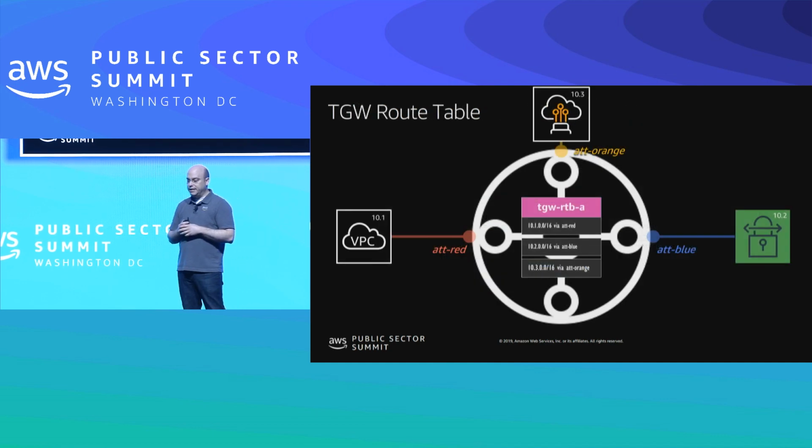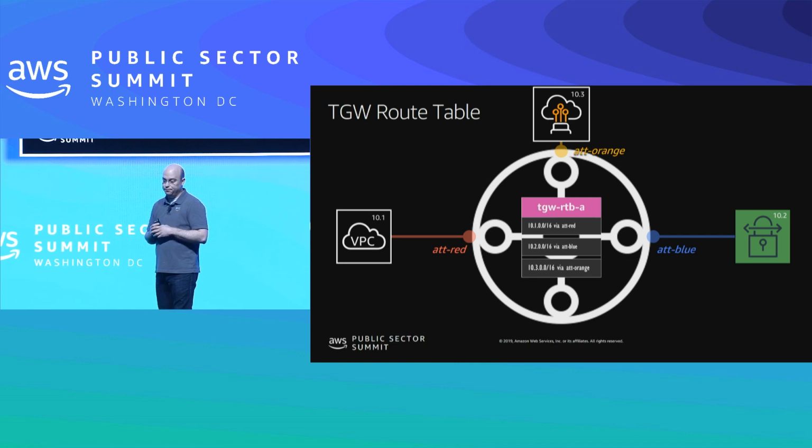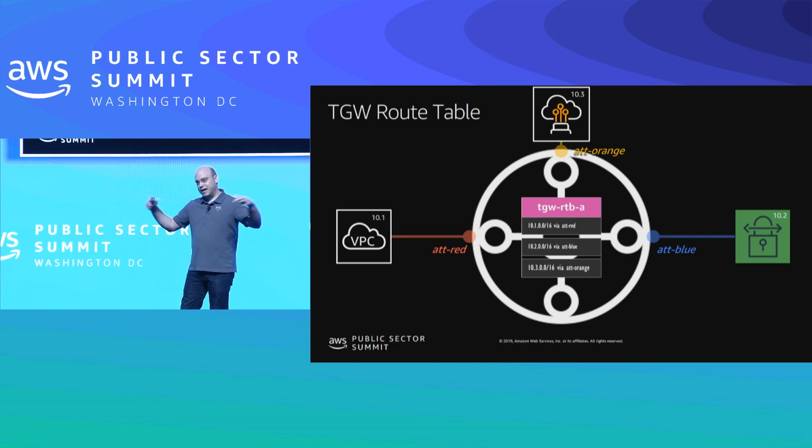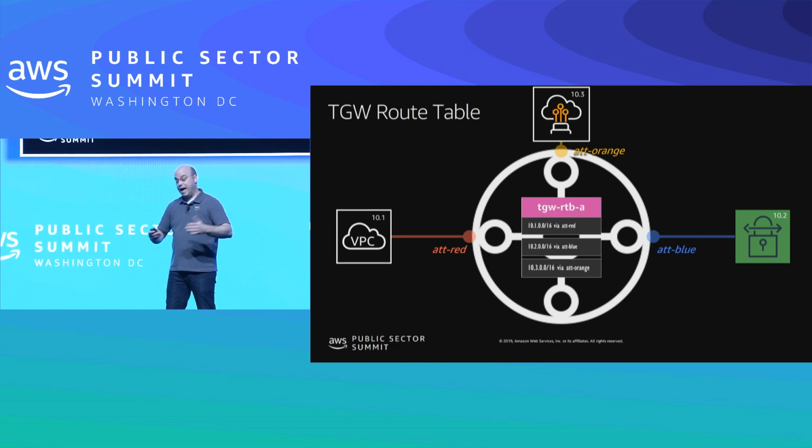So now we have a complete TGW configuration, but we still have work to do on the edges. We've defined the route table in the TGW, but the edge resources still need to understand how to get to the TGW from a routing perspective.